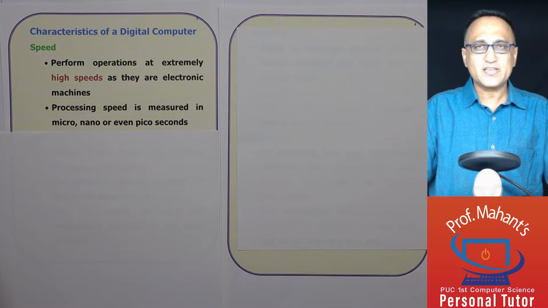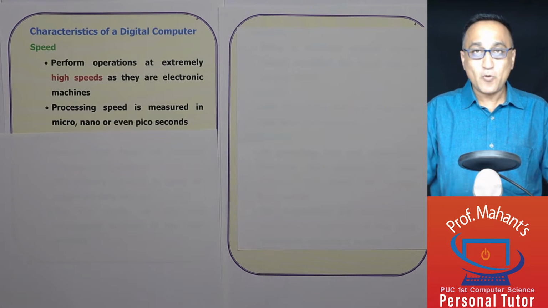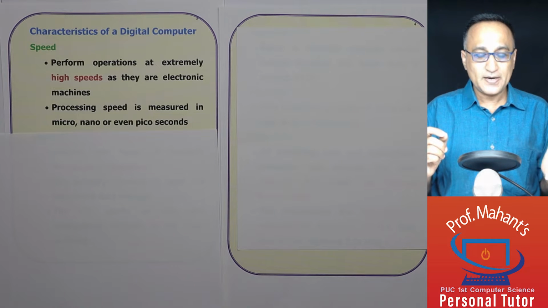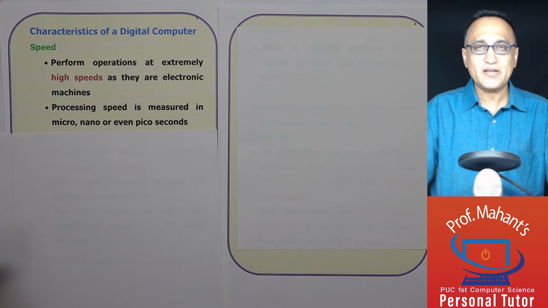What are the characteristics of a modern computer? The first thing that comes to your mind when you talk about computers is speed. Computers can perform operations or calculations at extremely high speeds for a very simple reason: they are a machine.